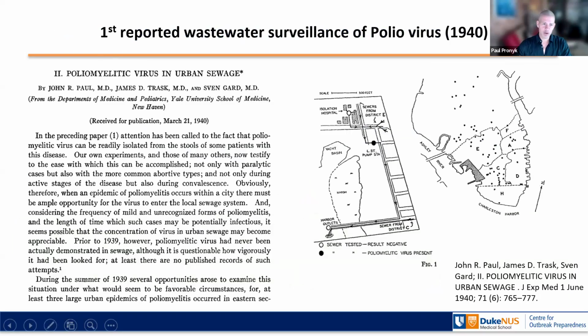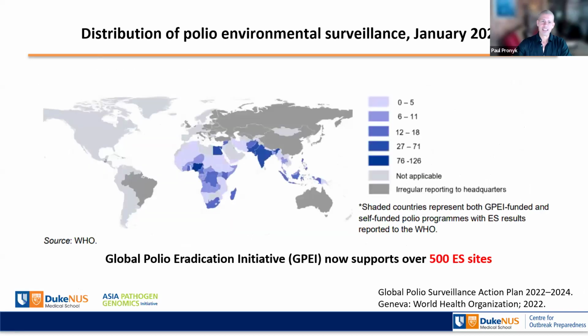So this is just to say wastewater surveillance has been around for a very long time. It's one of the historical tools that we use to look at polio, and we're still using it, obviously, in many contexts, but this is an old paper from 1940 that highlights when it was first detected and how it's been useful. Next slide.